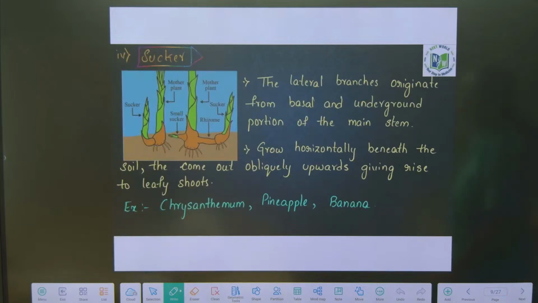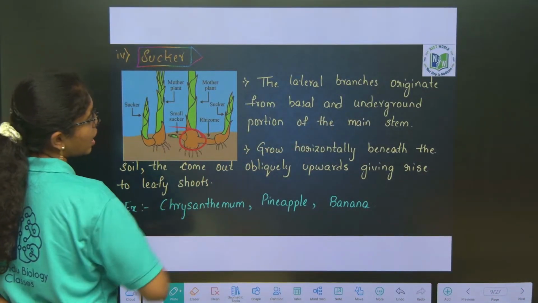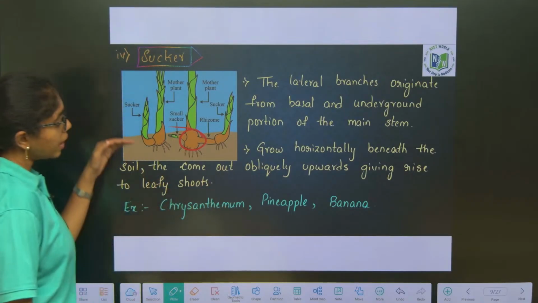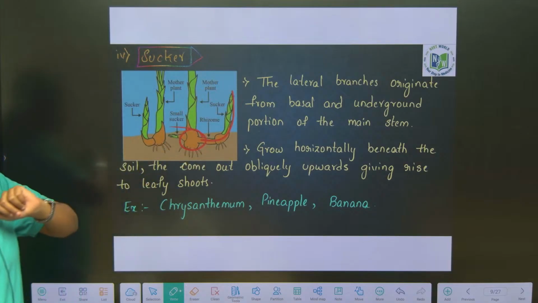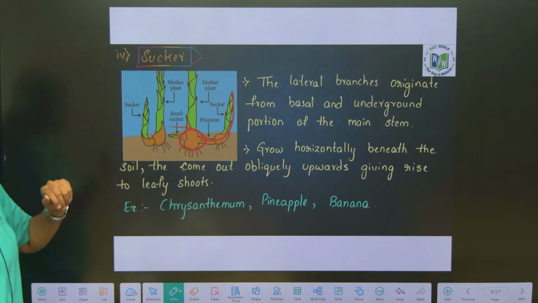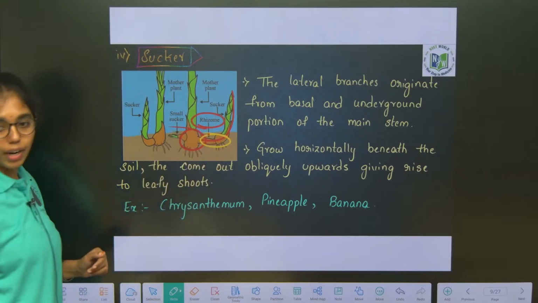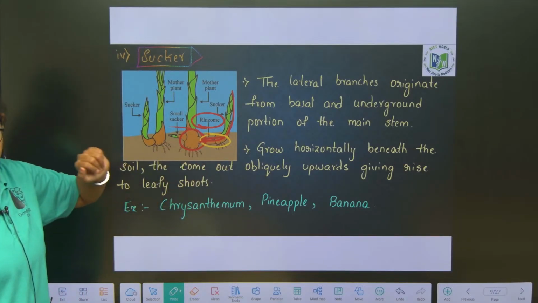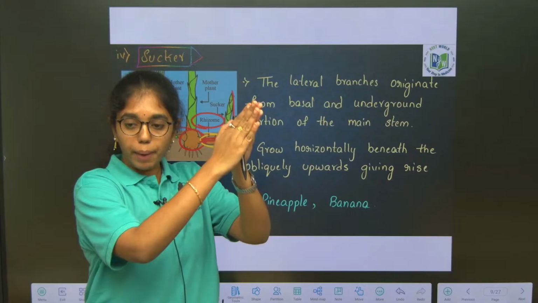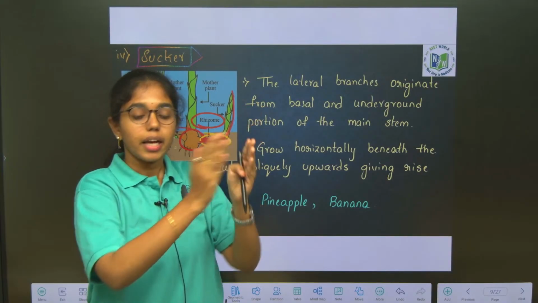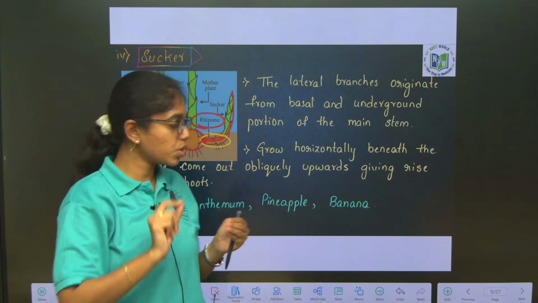Clear? Next is sucker. Here lateral branches originate from the basal and underground portion of the main axis. They grow horizontally beneath the soil and then come up obliquely upwards and give rise to leafy shoots. The part growing horizontally is also learnt under the modification of rhizome, because it grows parallel to the soil surface. So, this is the description of sucker. If it is underground, coming up obliquely, then it is sucker. If it is arching downwards and touching the soil surface, that is a modification of stolon. That is the slightest difference.